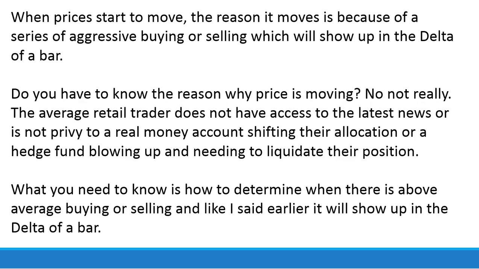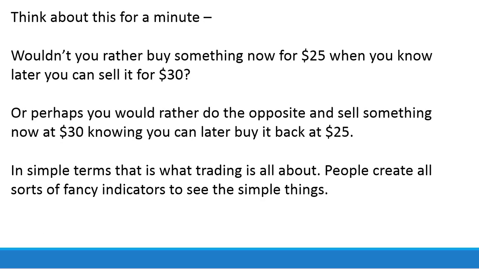So what you need to know is how to determine when there is above average buying or selling in the market. Like I said earlier, it's going to show up in the delta of the bar. Think about it for a minute. Would you rather buy something now for $25 when you know you can sell it for $30, or do the opposite: sell something now at 30, knowing you could buy it back later at 25? That's what trading is all about.